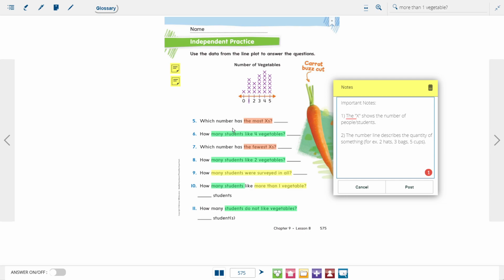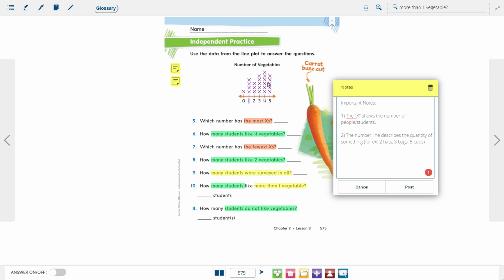How many vegetables? 0 vegetables. What does 0 vegetables mean? That means they don't like it. When I tell you 0 cups of water daily, that means I'm not drinking water. When I tell you 0 vegetables, that means I don't eat vegetables. When I tell you 0 hats, that means I don't have hats. Do you understand? And also here 1 vegetable, 2 vegetables.